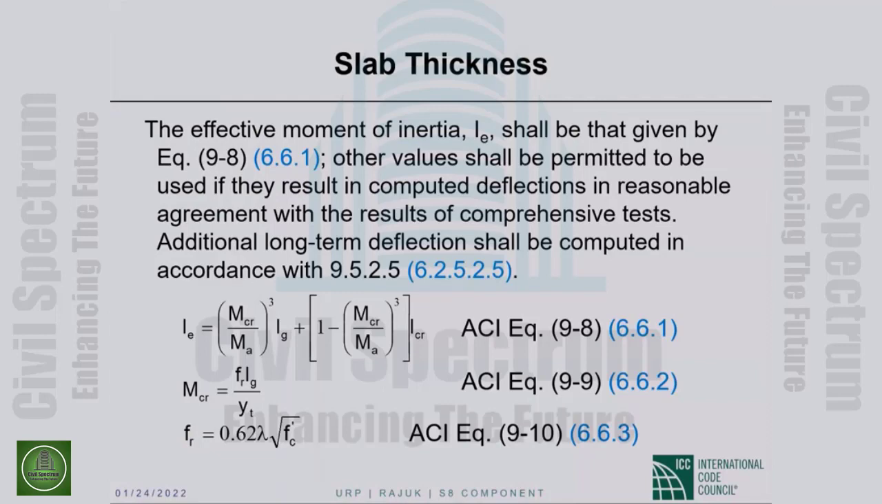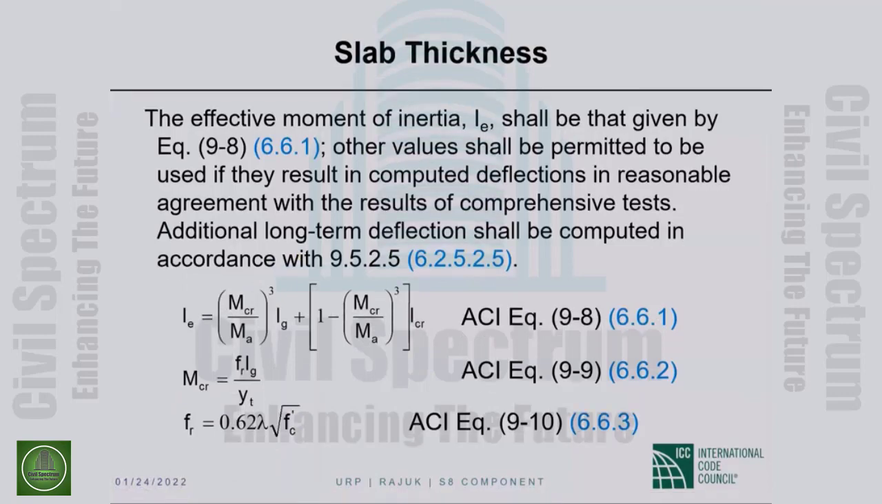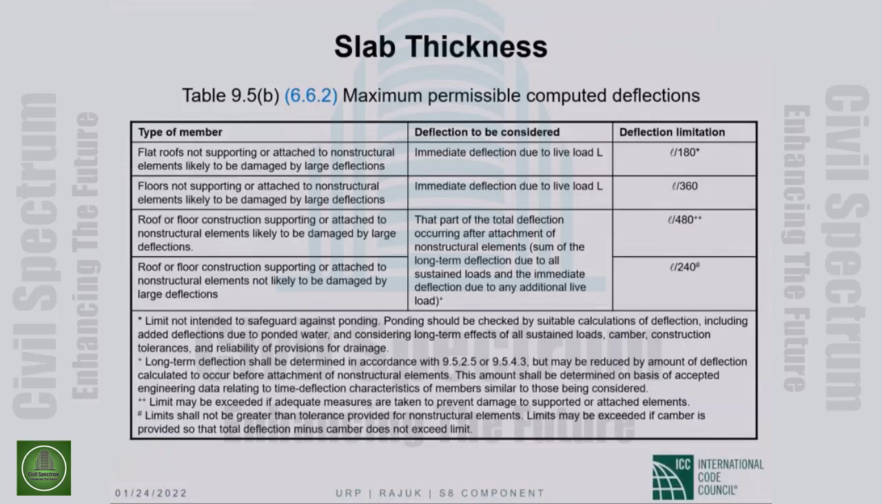Anyway, you will need EI in deflection calculation. E is the E sub c as given in ACI 318 or BNBC 2020. The effective moment of inertia is given by this expression. This we went over when we discussed beam deflection, nothing different.